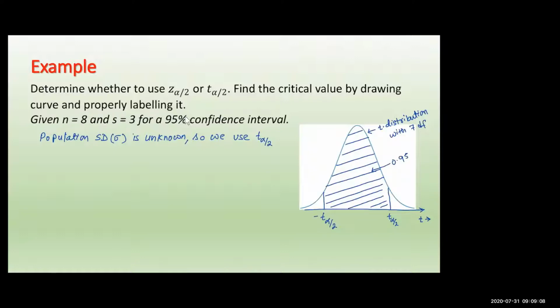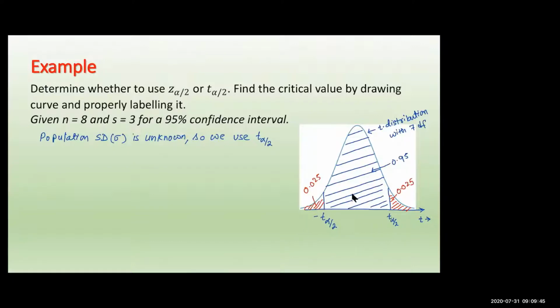Now you can mark the area on the tail. The area on the left tail plus the area on the right tail is 100 minus the area in the middle, so 100 minus 95%. So this total area is 5%, and that 5% is equally divided into two parts. 5 divided by 2 is 2.5. So this is 2.5%, this is 2.5%, which is 0.025.